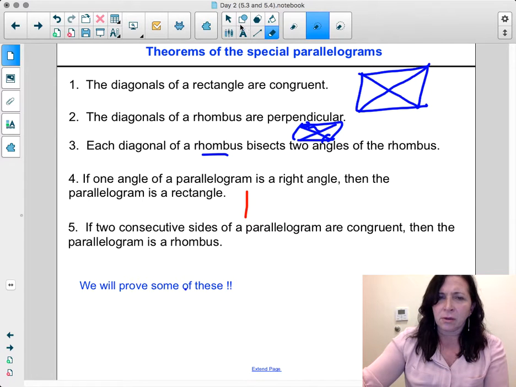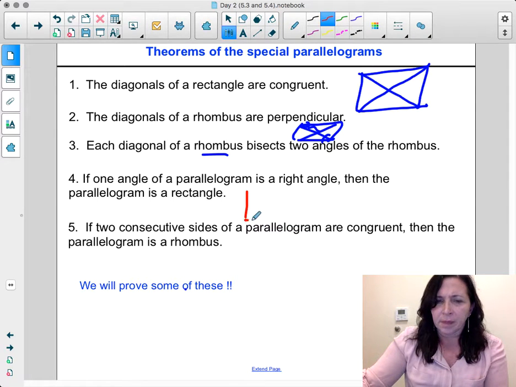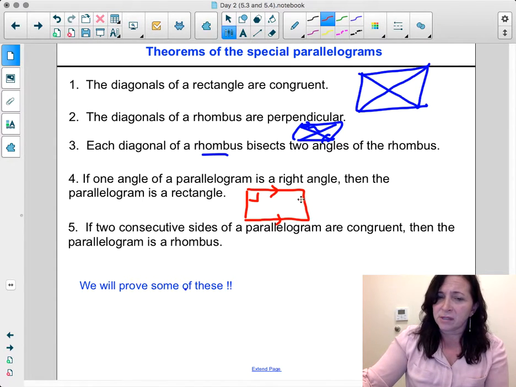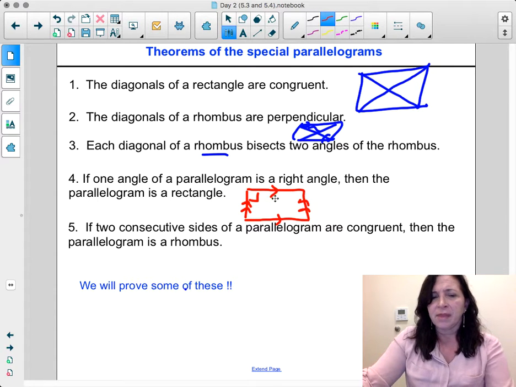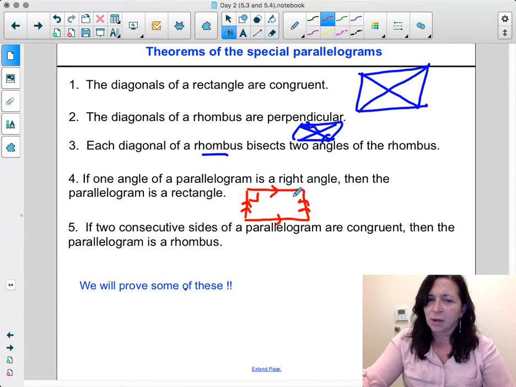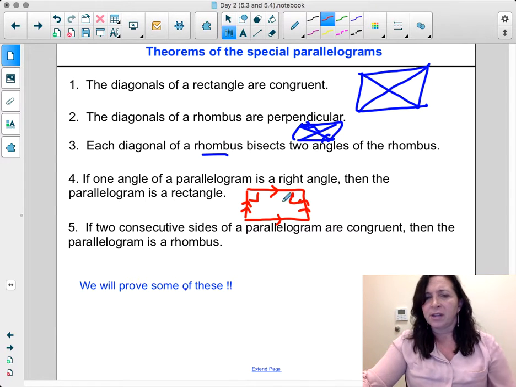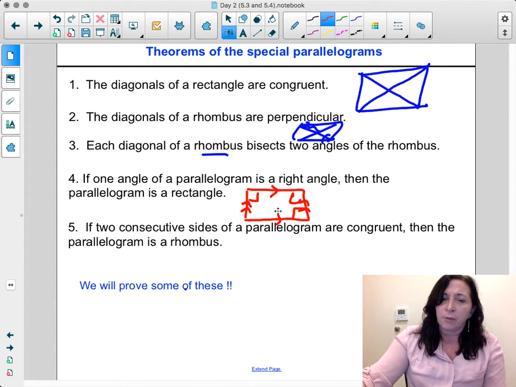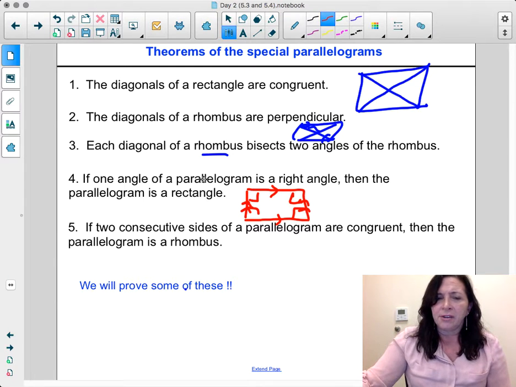one angle, and it's a parallelogram, which means that both pairs of opposite sides are parallel, then the parallelogram is a rectangle, and the reason is because you have same side interior angles that are congruent, which makes them parallel, which makes them congruent, and then you have 4 pairs of that. But I did want to go back to this one, number 3.